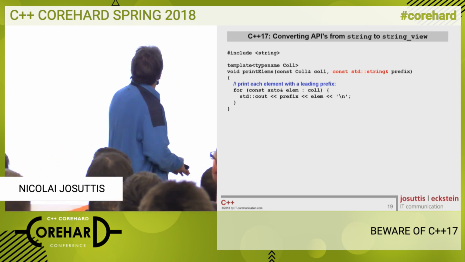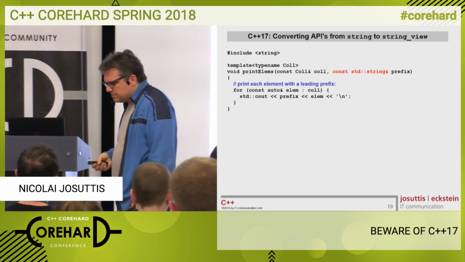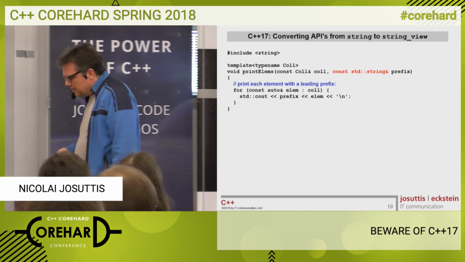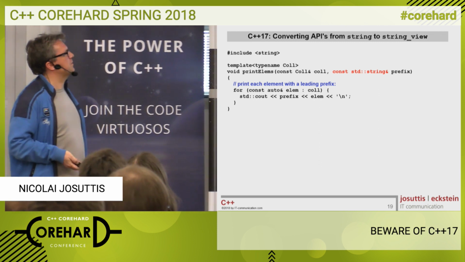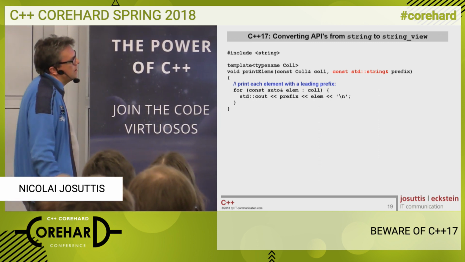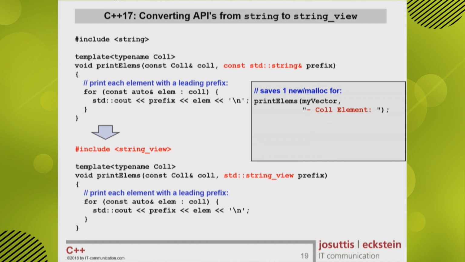But it gets worse. Let's first look at a positive example. Yes, we can say I am not interested in a passed string having a \0 at the end. For example, I have a function to print all the elements of a collection, and I pass a prefix. The prefix is a string. If I change this to taking a string view instead, note we can take the string view by value now. This works fine because we only print this string view, and the output operator of a string view knows that there might not be a \0 at the end. It does the right thing. And by the way, this is faster. So if you pass here a string literal, you save one malloc.